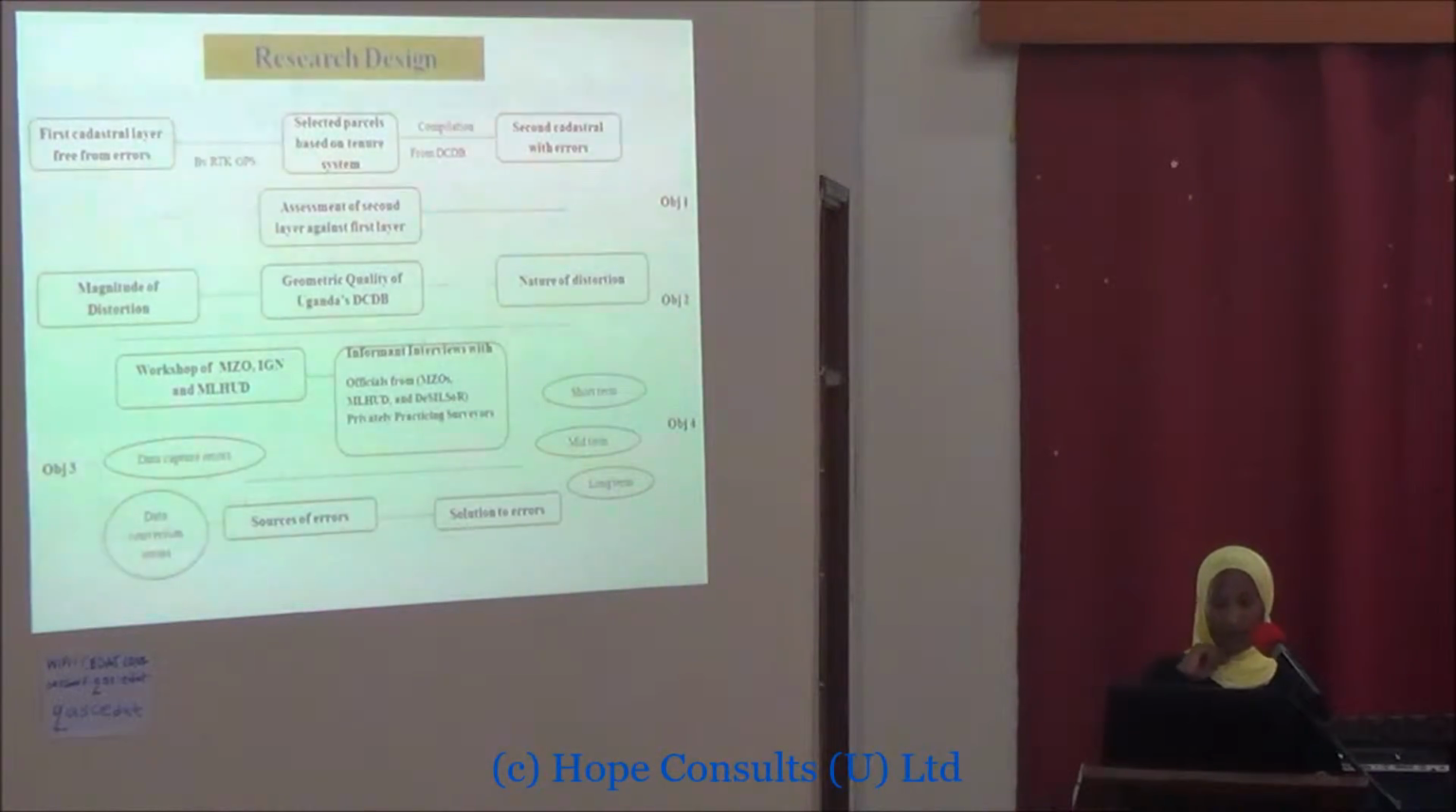And then the quantitative, I used the RTK, because RTK was basically to give me the second database, which I was going to use to assess the first database, which I compiled from the DCD coordinates. Then from there, after making that comparison, that is assessing the positional accuracy of the second database, I was able to assess the magnitude and the nature of the distortion. Then later, these 2 methods gave me the solutions and the causes.